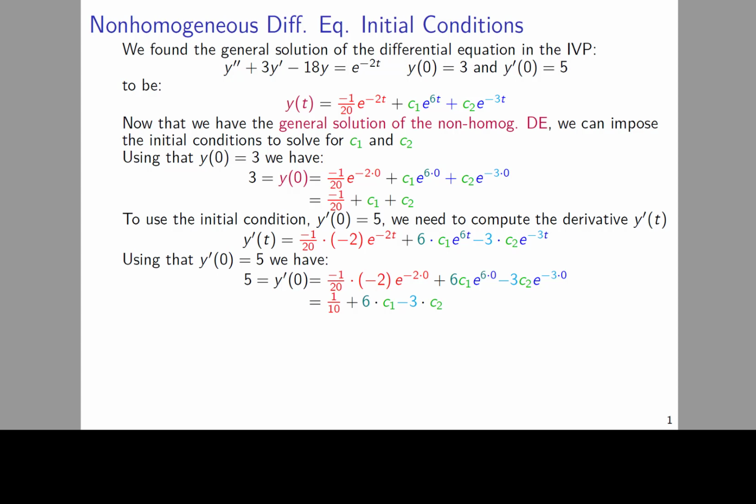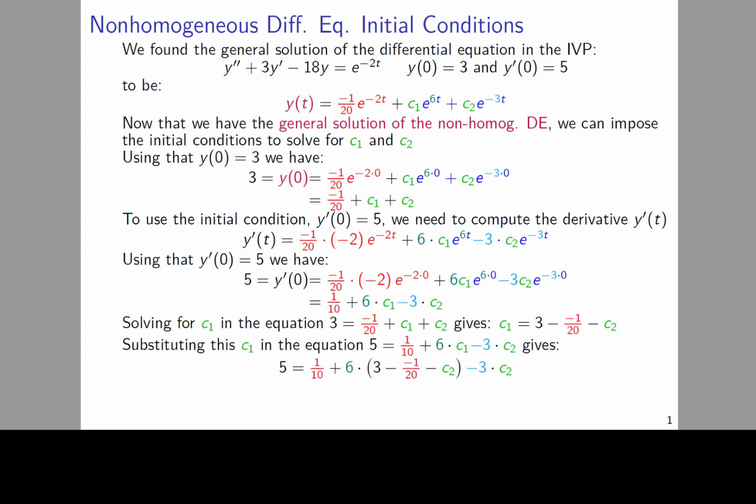So we now have two equations with two unknowns, c1 and c2. From the first equation, we can solve for c1 to get that c1 equals 3 minus 1 over 20 minus c2. And plugging this into our second equation gives 5 equals 1 over 10 plus 6c1 minus 3c2, which can be replaced with 5 equals 1 over 10 plus 6 times 3 minus 1 over 20 minus c2, minus 3c2.